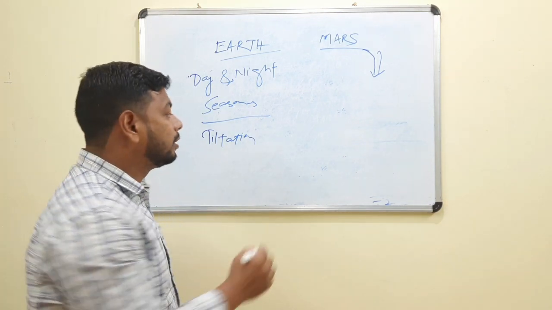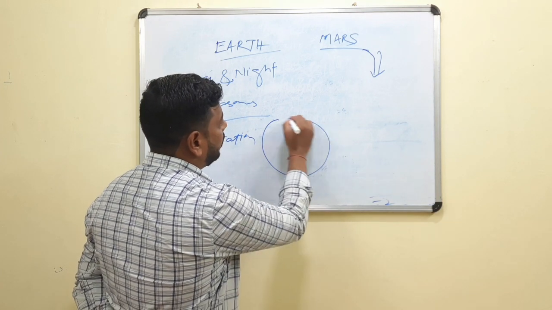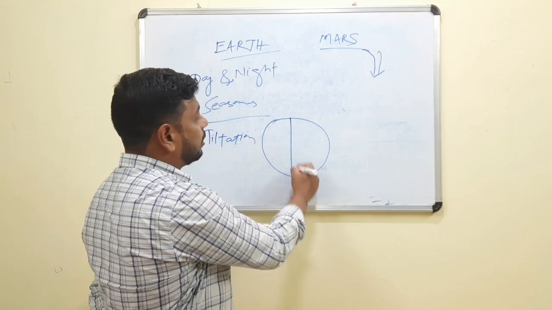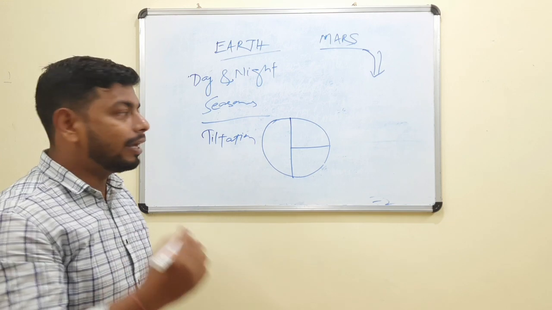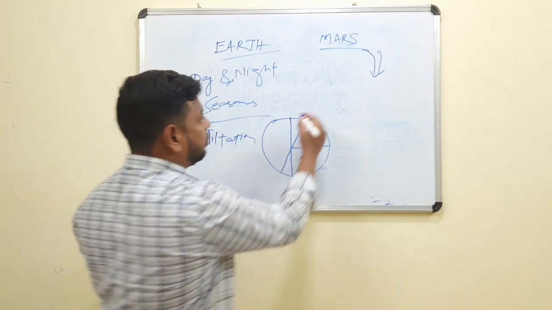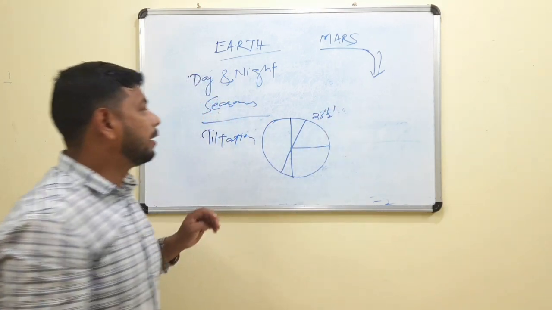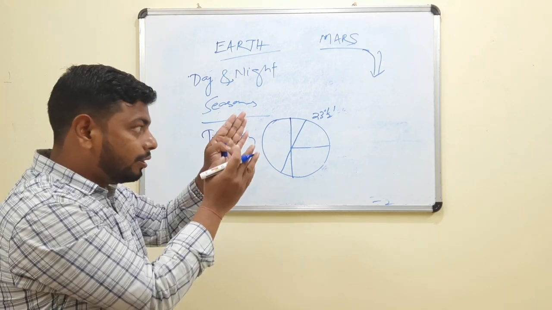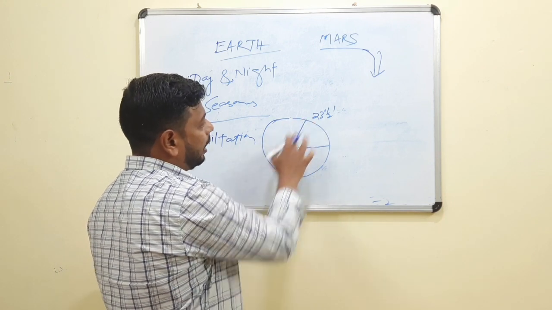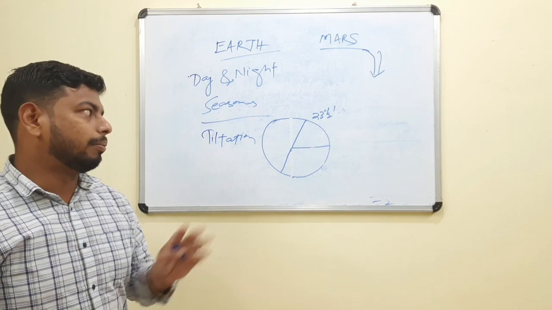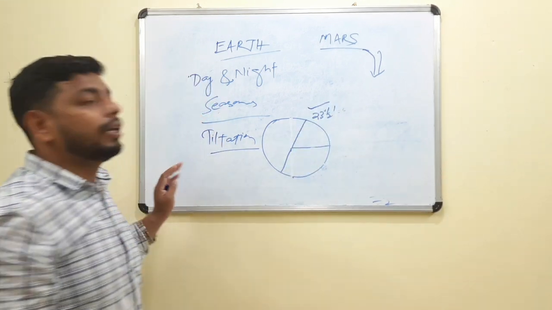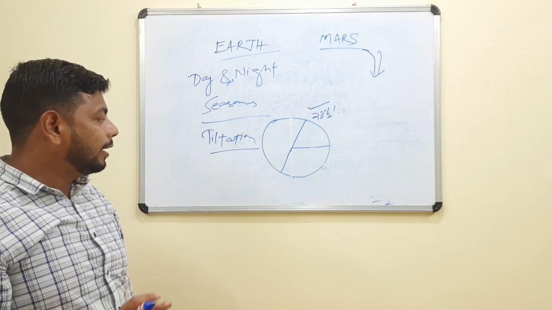Okay, the earth is not at a 90-degree angle. So earth is tilted how much? 23 and a half degrees. That is the reason. Okay, so earth is tilted like this, and on this side you see 66 and a half degrees. Fine. So earth is tilted at how much angle? 23 and a half degrees. Fine. Clear?